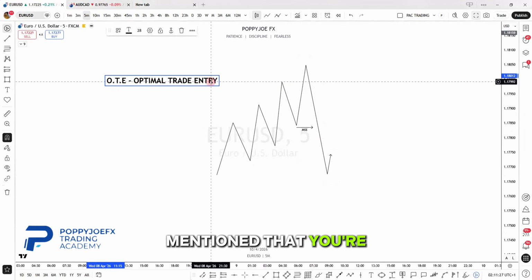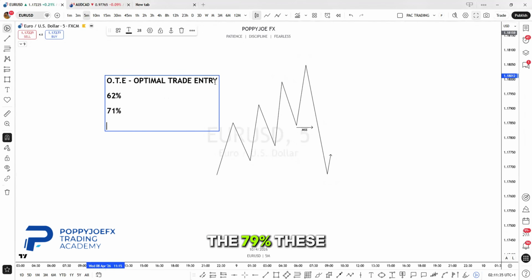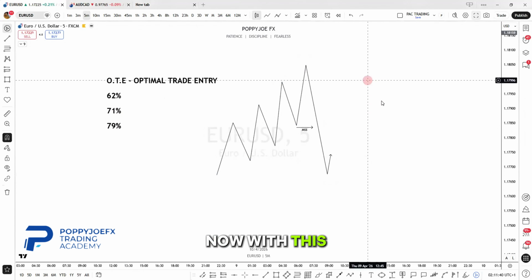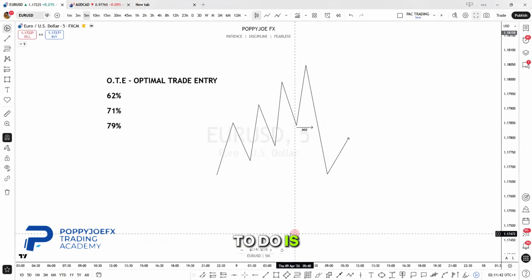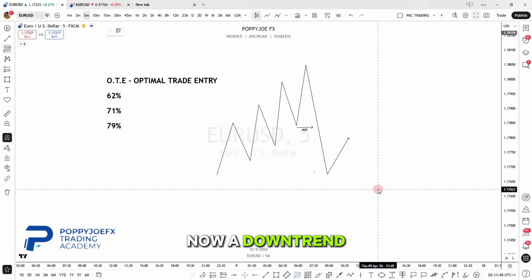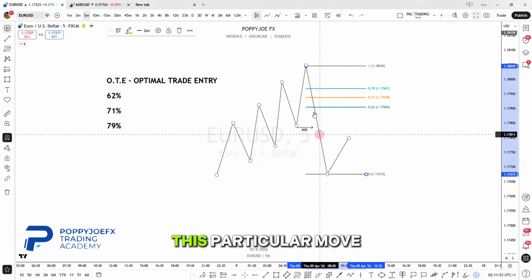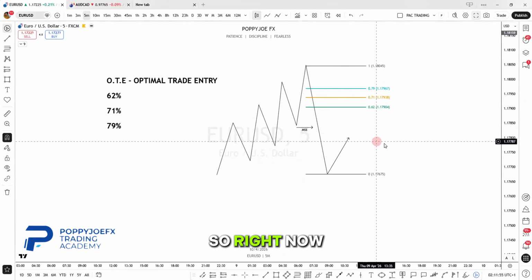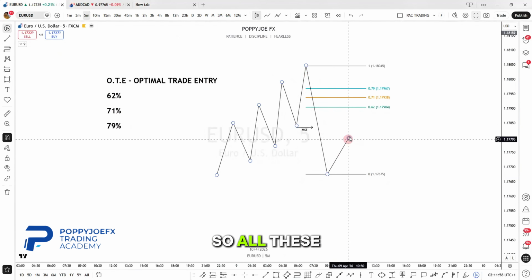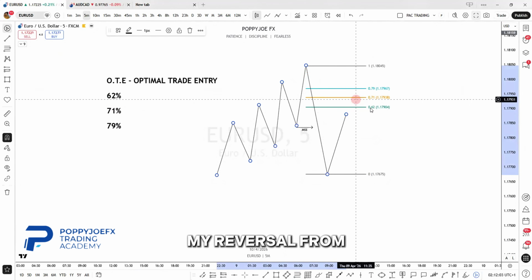The levels I mentioned that you're going to add for your OTE, we have the 62%, the 71% and the 79%. These are the three OTE levels we are going to be dealing with. Now, if I want to get my entry, all I need to do is just take out my fib. And this time this is now a downtrend scenario. I'll just take from the high to the low of my impulse, this particular move that went down. So right now I have my levels of selling. So all these levels you are seeing here, they are now the potential areas I'll be getting my reversal from.